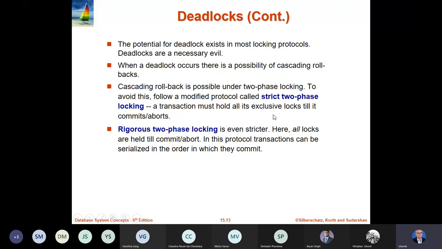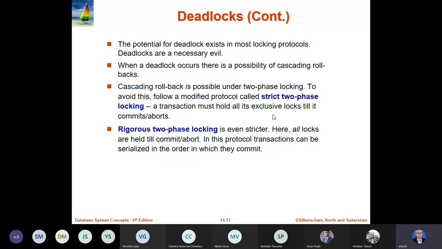So you do not release the locks early. If you release the locks early and then the transaction does not commit, what will happen? The other transactions will also have to be rolled back. So in order to avoid that, you hold all the exclusive locks till it commits. After committing, only then you release the locks. So nobody else will be able to get them, and there is no question of cascading rollback. And if it is cascadeless, it will be recoverable as well.